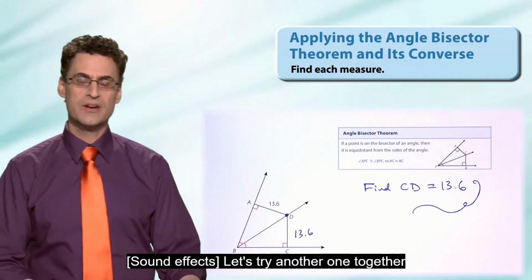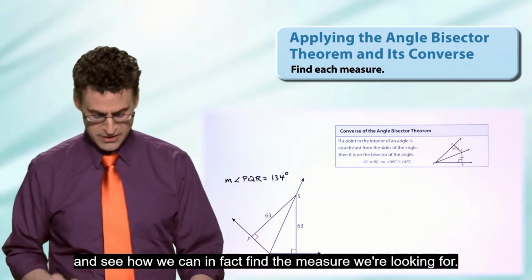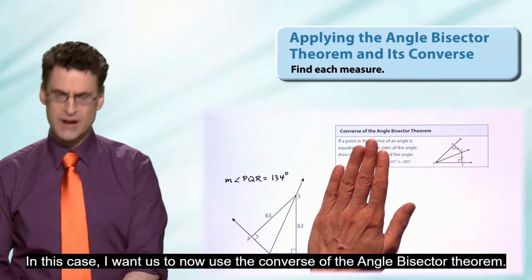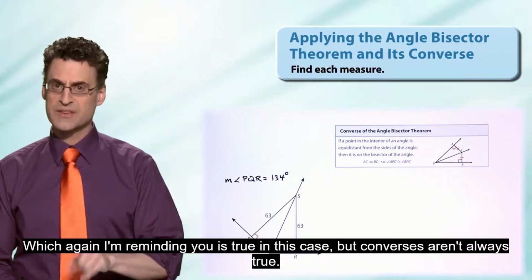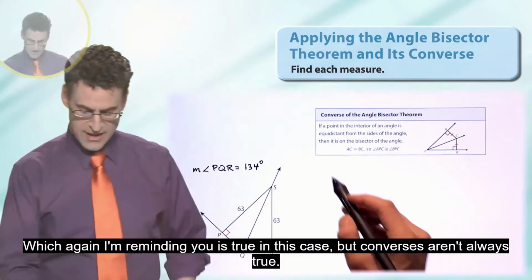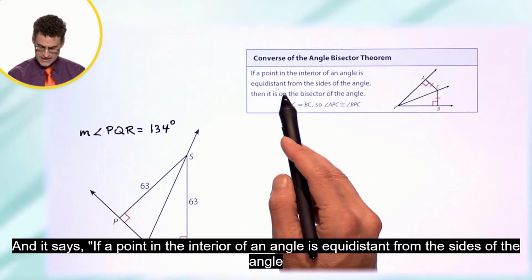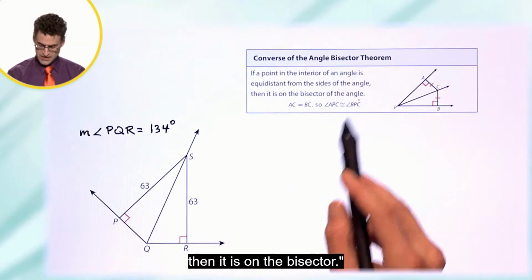Let's try another one together and see how we can, in fact, find the measure we're looking for. In this case, I want us to now use the converse of the angle bisector theorem, which again, I'm reminding you, is true in this case, but converses aren't always true. And it says, if a point in the interior of an angle is equidistant from the sides of the angle, then it is on the bisector.